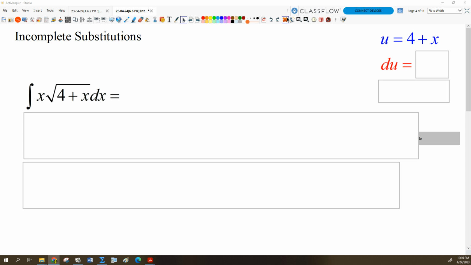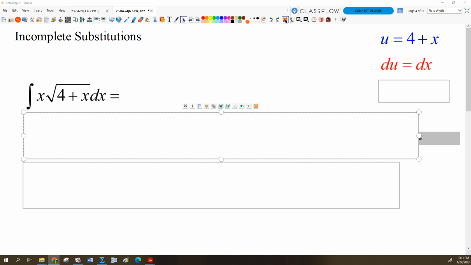If I differentiate 4 plus x, what do I get? dx. Yep. Okay, so that works out well, right? So then what do I get? Well, inside the square root I'm going to have a u, and then I've got a dx at the end. But what's the problem with that?